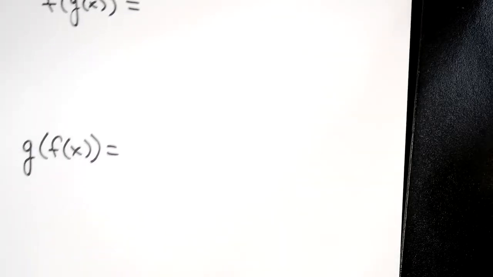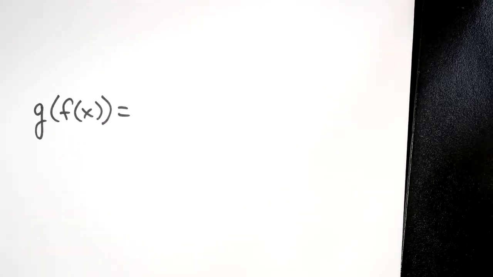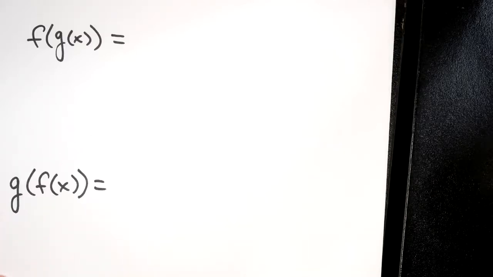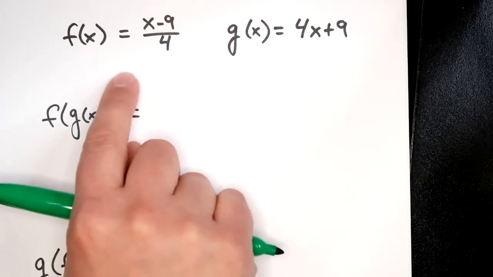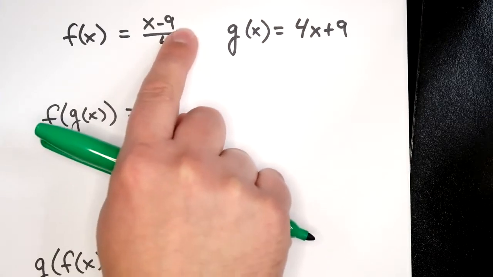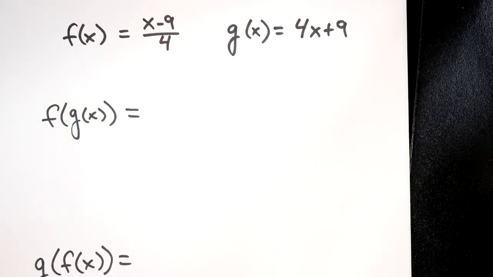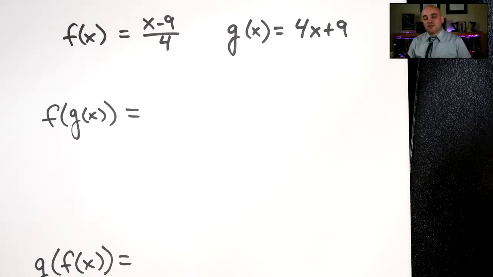Let's look at another way we can approach these. How do we know if they are inverses to one another? That's where we're going to use the composition of functions. So here are my two functions: f of x equals (x minus 9) over 4, and g of x equals 4x plus 9. And a typical problem I might ask you is to show that they are inverses to one another.